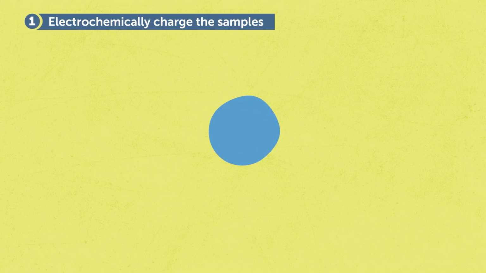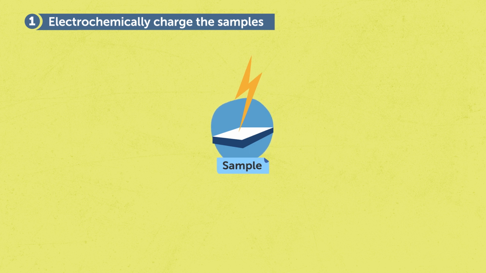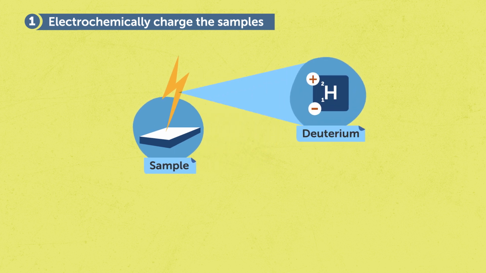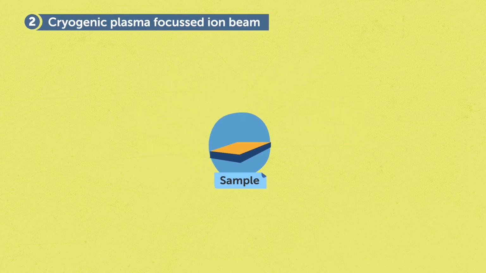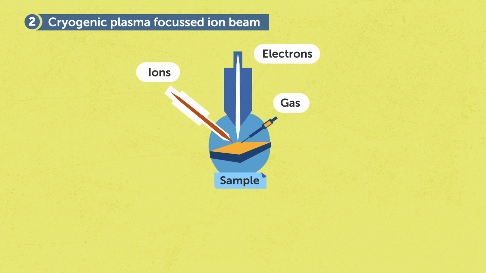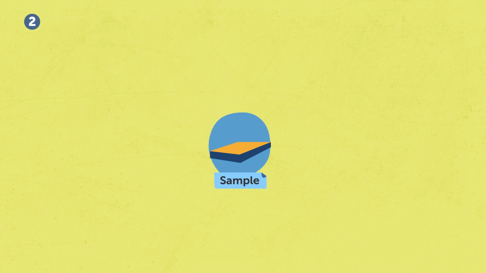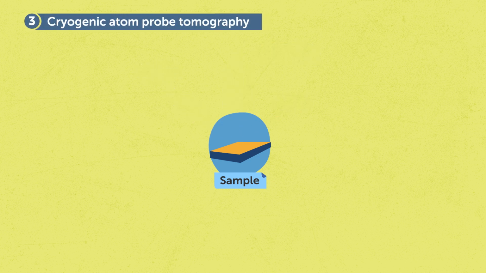We first electrochemically charged our sample with deuterium, the hydrogen isotope. By using deuterium, we could avoid several hydrogen artifacts from the environment. After hydrogen charging, we quickly transfer our sample to the cryogenic plasma focused ion beam and prepare the sample, and then we transfer it to the cryogenic-transfer atom probe tomography to measure it.